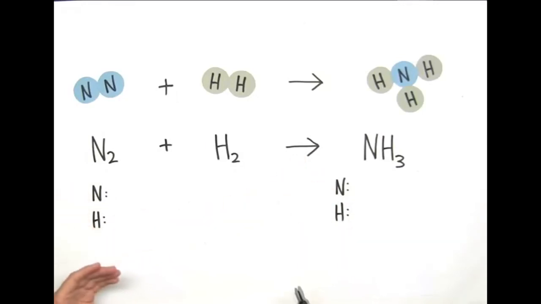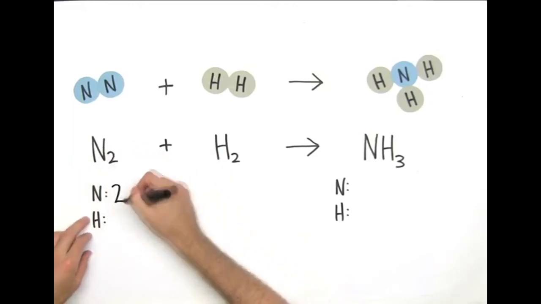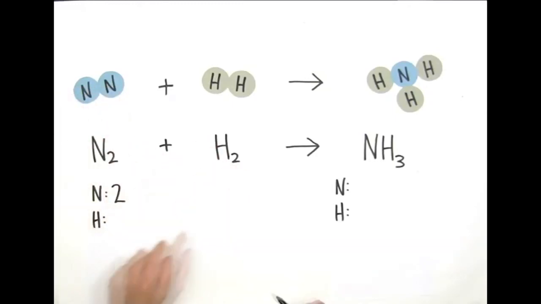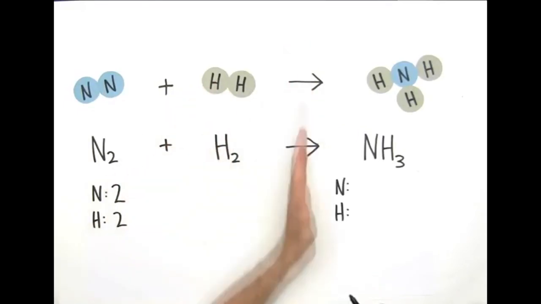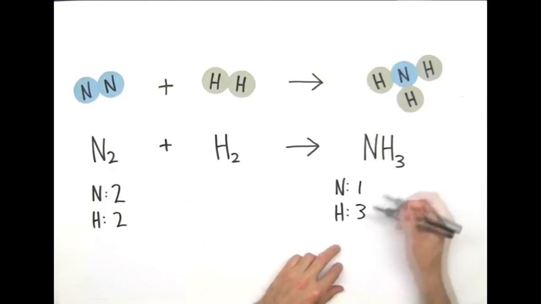So the first thing you want to do is you want to write in your chart how many of these atoms you have, right? So we have N2, so that means we have 2 nitrogens on this side. You can see that from the diagram. H2, we have 2 hydrogen atoms on this side, and then we have the arrow. And then over here, we have N, so we have 1 nitrogen atom, and then we have 3 hydrogen atoms.